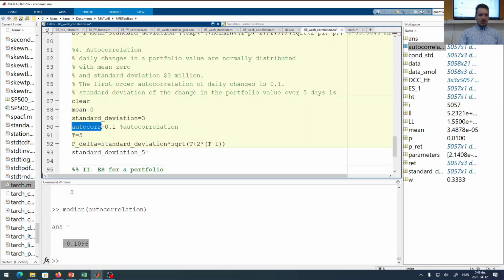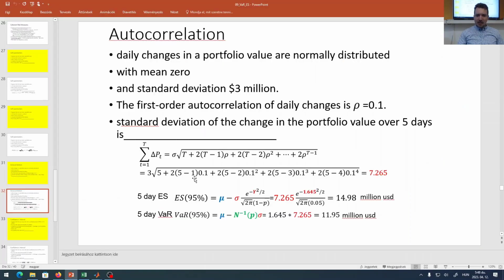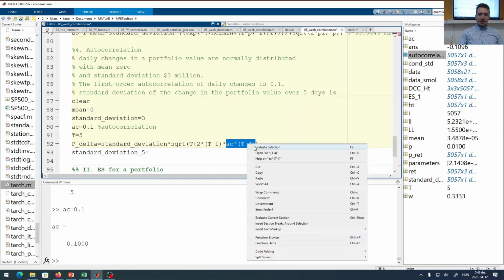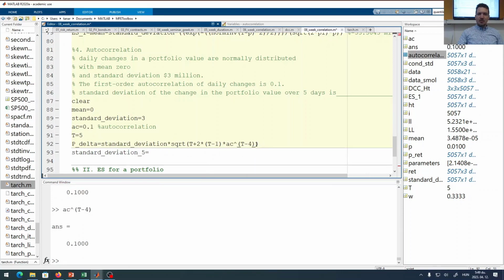Autocorrelation. AC. Just otherwise it will be so big. So yeah. And still we can also make this more efficient. T minus 4, 1. Yeah, I know you don't know, but I know. So AC is 0.1. So just let's check it. Is this working well? It's working well.